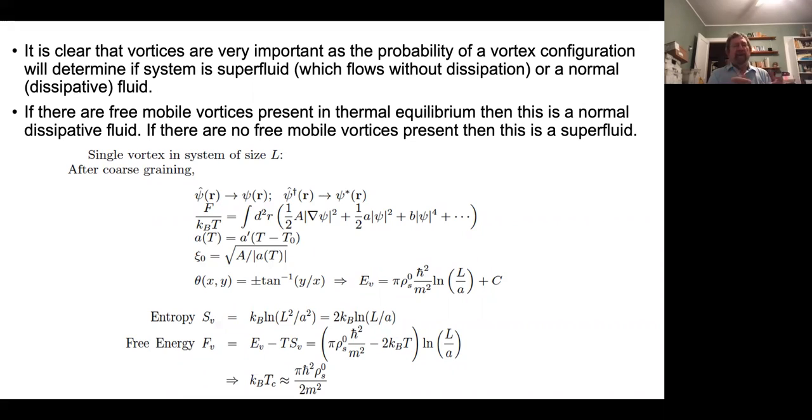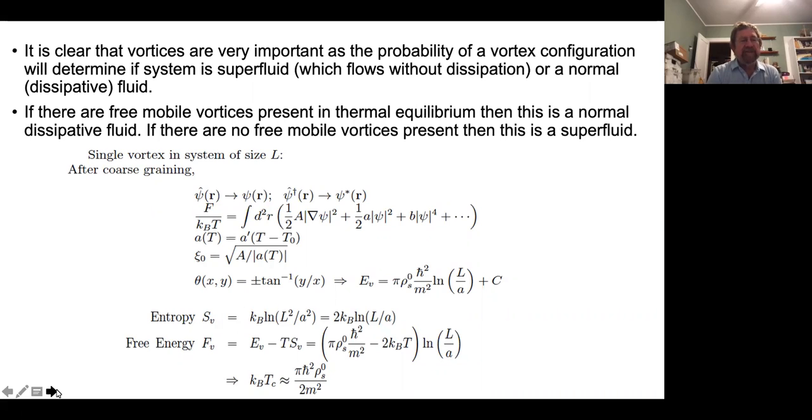But it's a finite temperature. And so we expect that for temperatures smaller than T_C, the probability of a vortex being present is vanishingly small. And if T is greater than T_C, we expect the probability of a free vortex being present is of order one, essentially one. In other words, there will be free vortices.